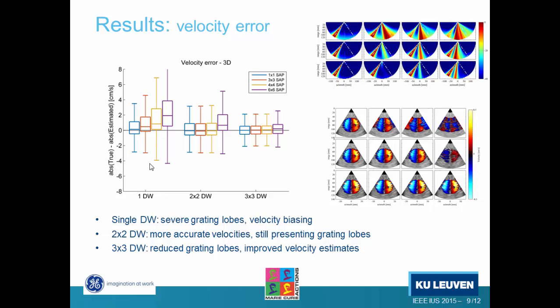If instead of just looking at 2D slices, we compute the velocity error for the full 3D volume, so remember we have a sphere, we see the same pattern again. Single diverging wave, much bigger errors, considerable underestimation of the velocities, and this tends to improve as we narrow down our diverging waves. And for each scanning sequence, we see that the bigger the SAPs, the bigger the error, which would be expected.